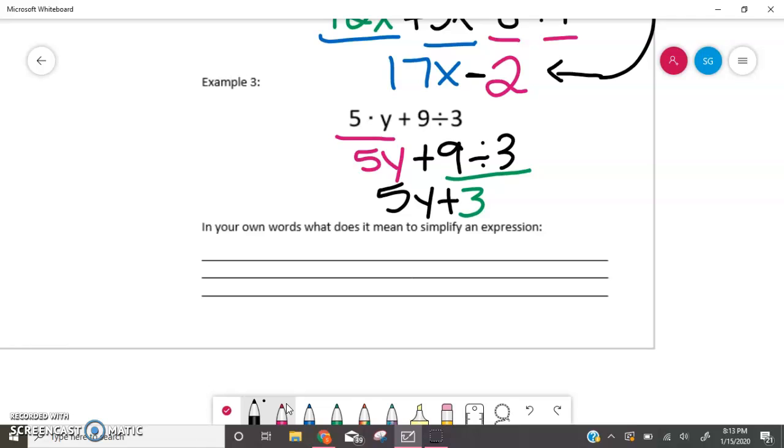Would you be able to do anything next? The answer to that is no. This is my simplest term. That variable cannot be combined with the constant. So this is the simplified version of my original expression.